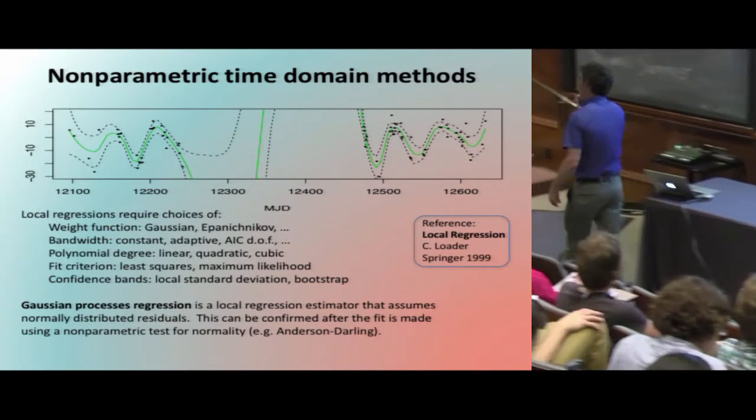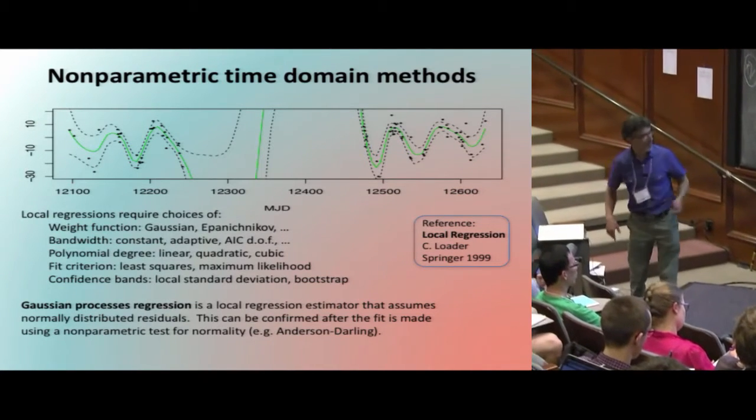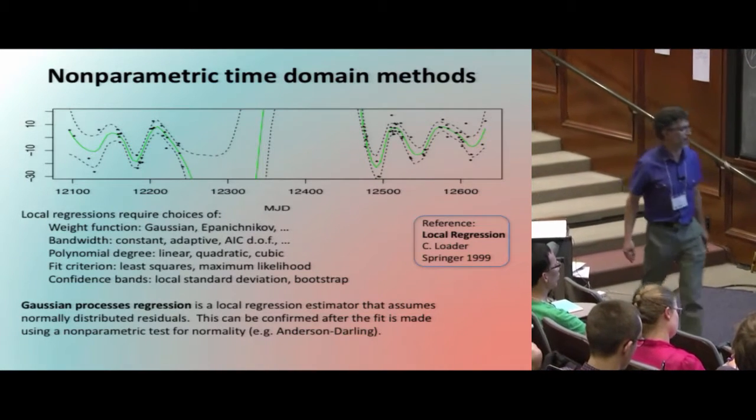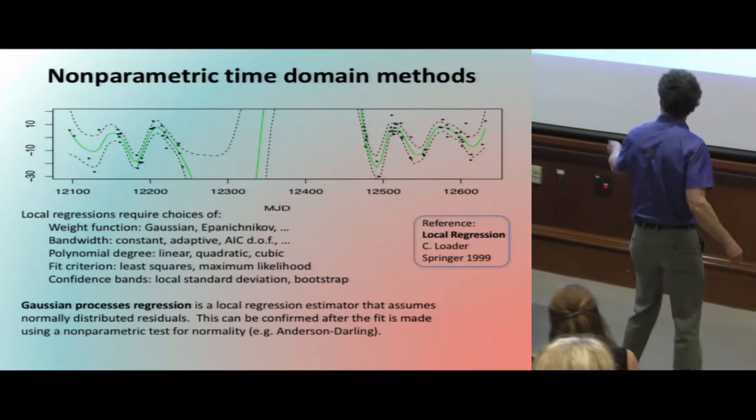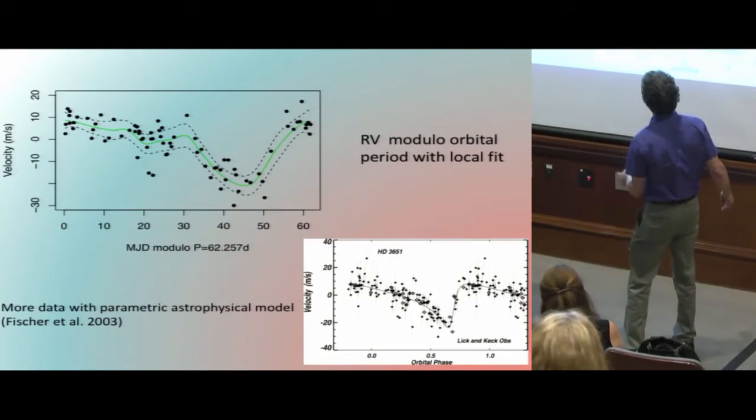So the astronomers sort of discovered GP regression, particularly the cosmologists. In the last few years, it's now quite popular. And there's nothing wrong with it. It's a good method. But it does require normally distributed residuals. Okay.